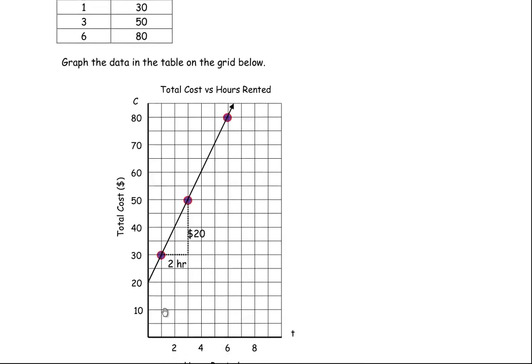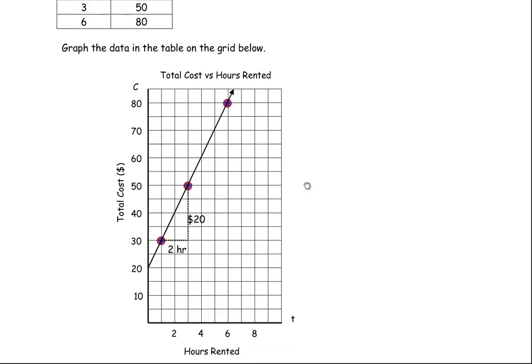So let's move up there a little bit. 1 hour would be $30, so there we'll put a point right there. 3 hours is $50, so if we go over to 3 hours, we go up to $50, and we'll put a dot there. And 6 hours is $80, so if we go over to 6 hours, up to 80, that's $80 there. And I drew a line between them. So that's what the graph would look like.